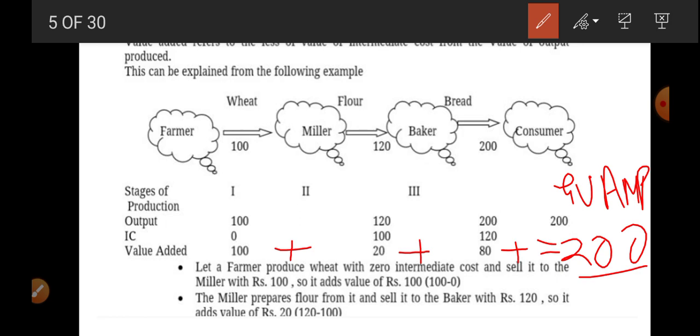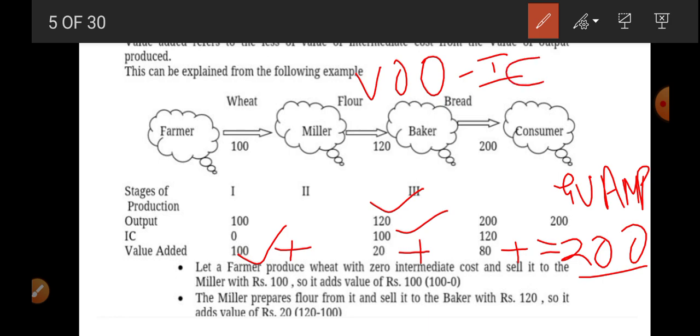Okay, and how are we doing it? By value of output minus intermediate consumption. So 100 minus 0, 100. So the value added by the farmer is 100. Now if we talk about the flour mill, 120 minus 100, because intermediate consumption is 100. So when we subtract, we get 20.